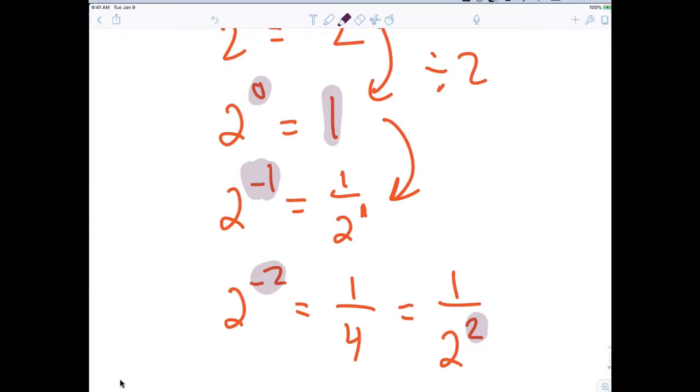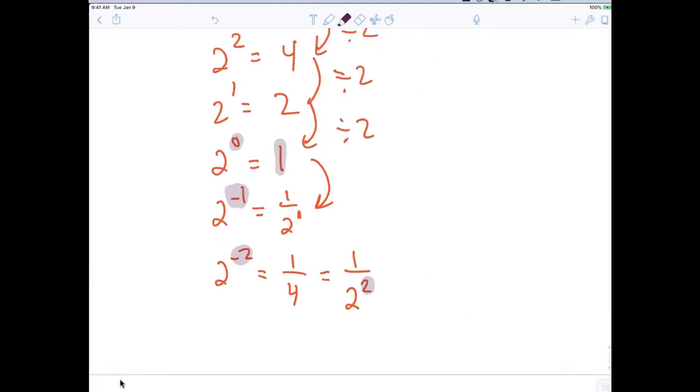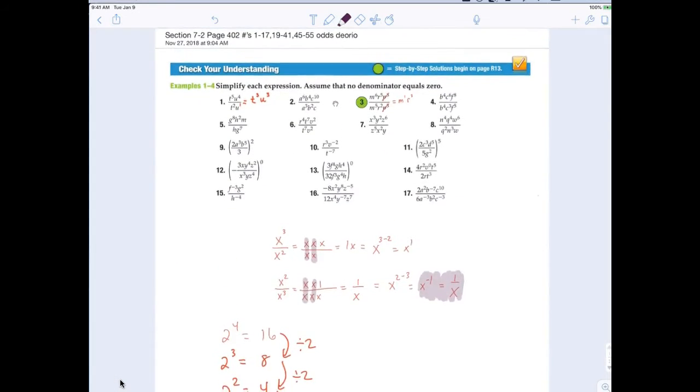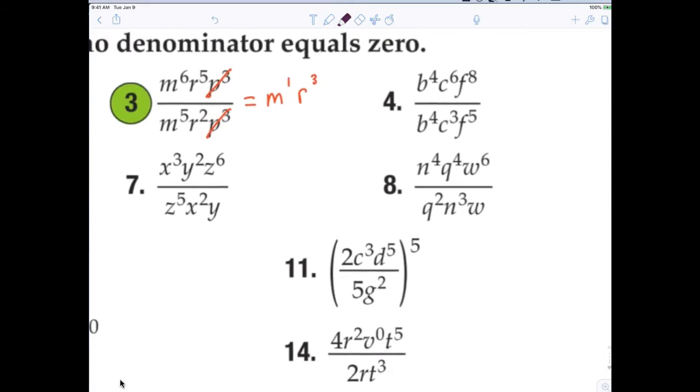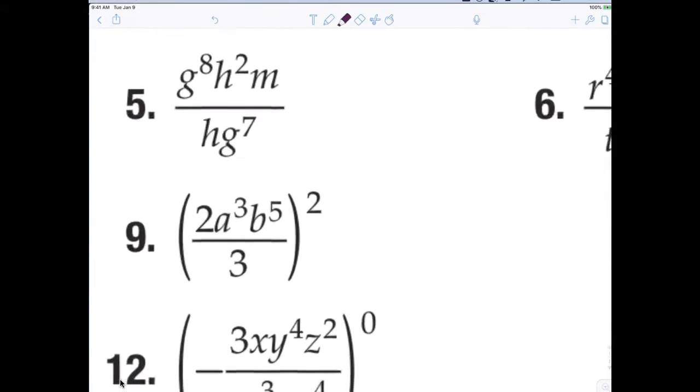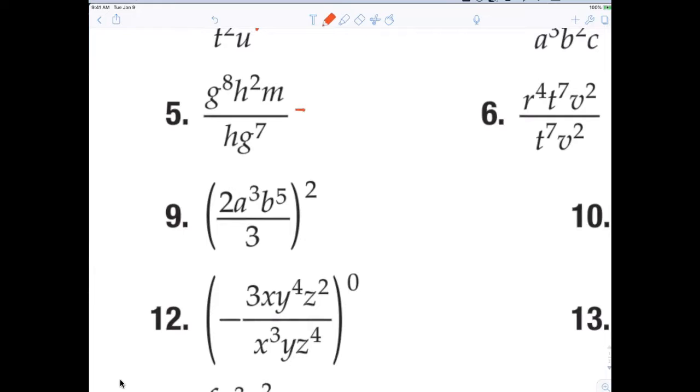Why anything to the 0 power is 1. The reason it should make sense is because of patterns. They just kept going with the pattern. Everybody okay with that? All right, so if you put P to the 0, am I marking it wrong? No, it's just unnecessary. All right, so here we go. Number 5 equals. Everybody write the answer. I'm going to call on you when I think you're ready.